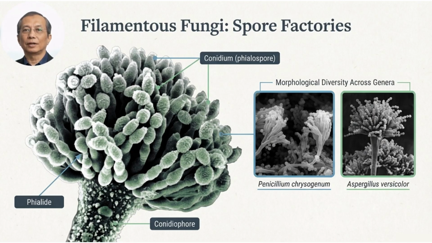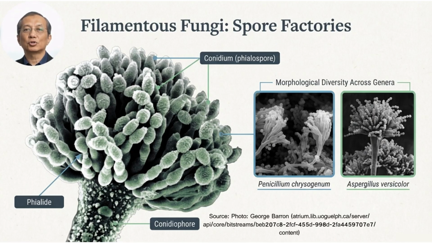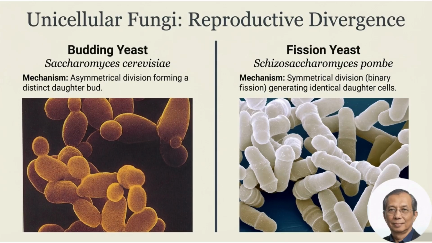Let's take a closer look at filamentous fungi, often described as spore factories. Their reproductive structures are quite intricate. We can observe the conidiophore, which is the stalk-like structure, bearing phialides, which are flask-shaped cells that produce conidia or phialospores. This slide also showcases the morphological diversity across genera, with examples such as Penicillium chrysogenum and Aspergillus versicolor, demonstrating the varied forms these spore-producing structures can take.